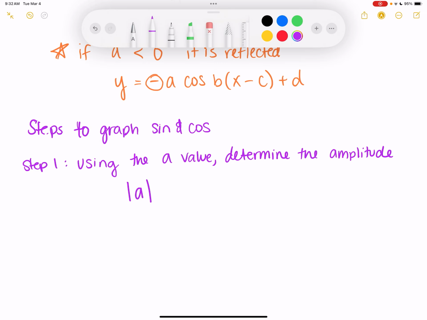Step 2, using the B value, find the period, which is 1 full cycle.